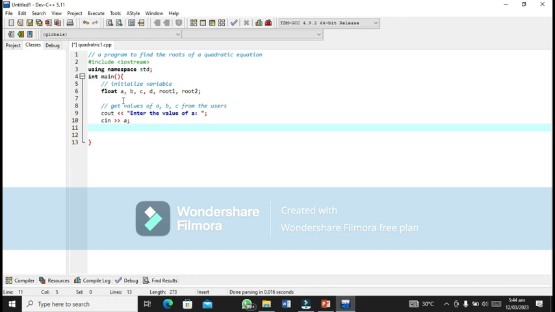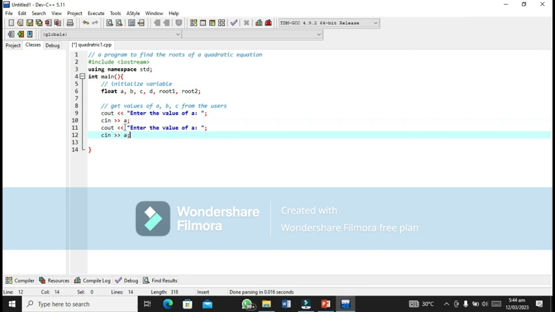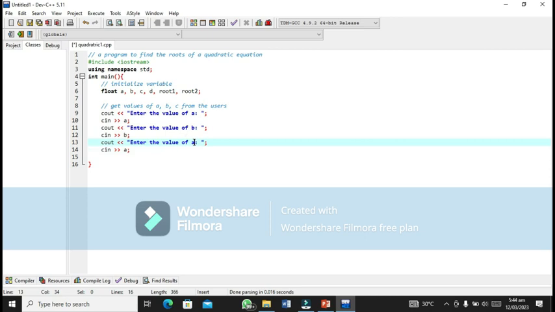We do the same thing: we just copy and paste, Ctrl C and Ctrl V. So enter the value of b, and cin into b. Now the last one is enter the value of c, and cin into c. Now we've gotten all our variables from the user.